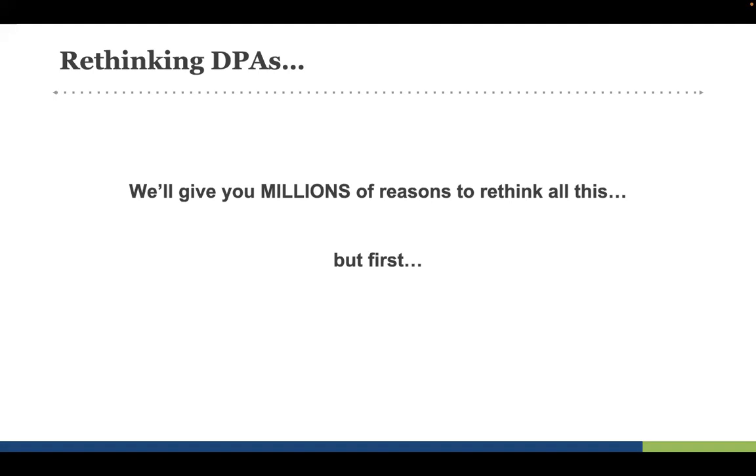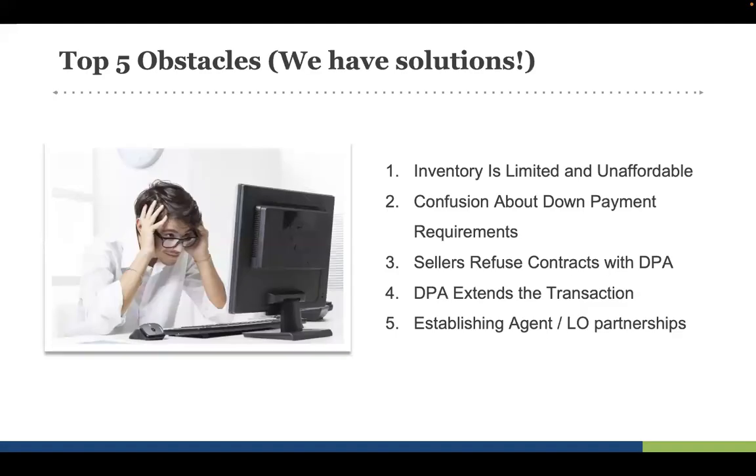But first, let's get into the crux of today's event. We want to first acknowledge the top 5 obstacles that we hear when it comes to down payment assistance. So I'll run through these, let's acknowledge them, and then we're going to break each one of these down. We're going to talk about what the actual problem or perceived problem is and where it comes from, what causes it. Then we're going to look at solutions for each one of these. What can agents do? What can loan officers do to combat these obstacles or misperceptions?